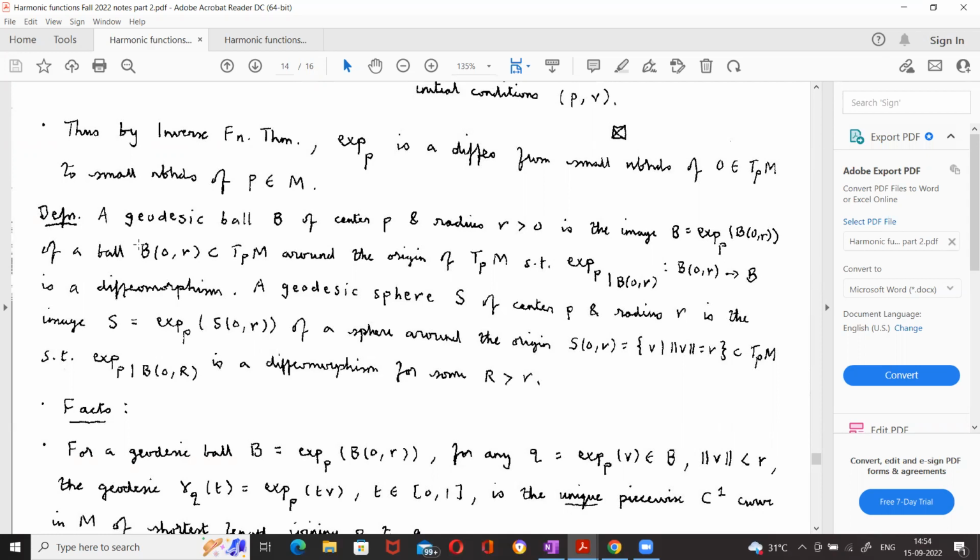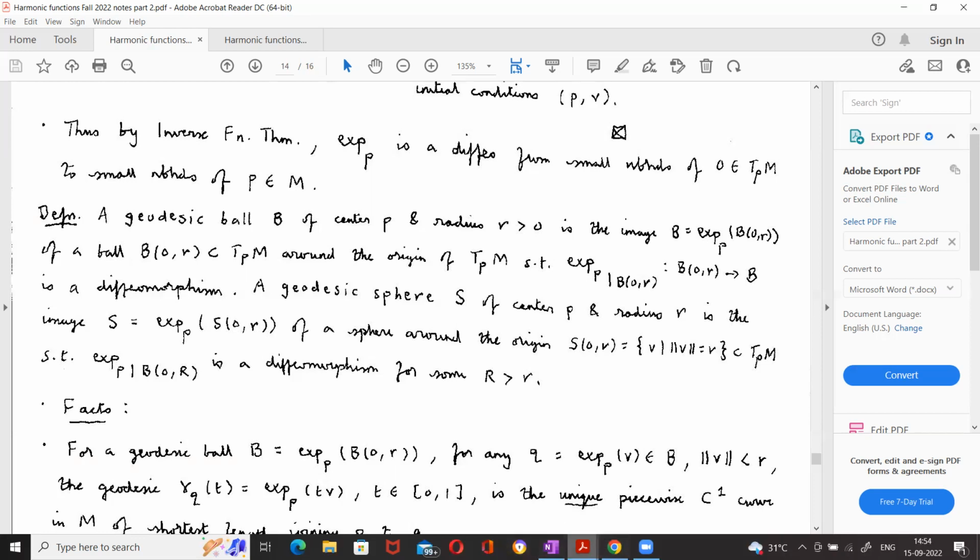Okay. And a geodesic sphere similarly is defined to be the image of a sphere around the origin, such that X is a diffeomorphism in a neighborhood of this sphere, in a ball containing this sphere.